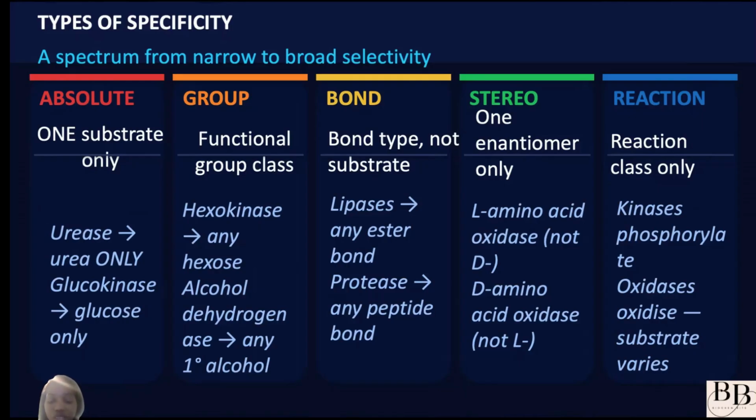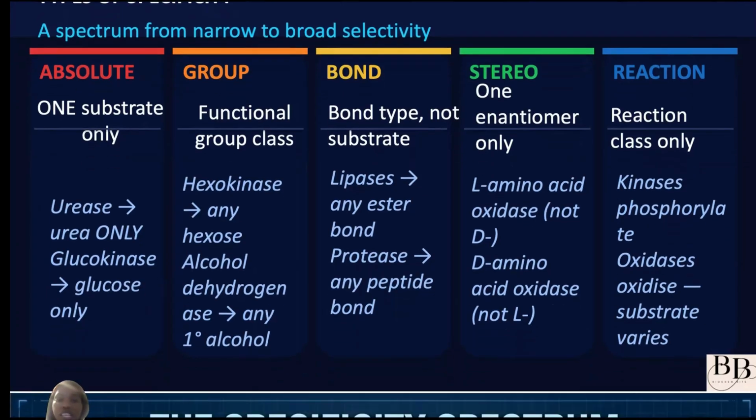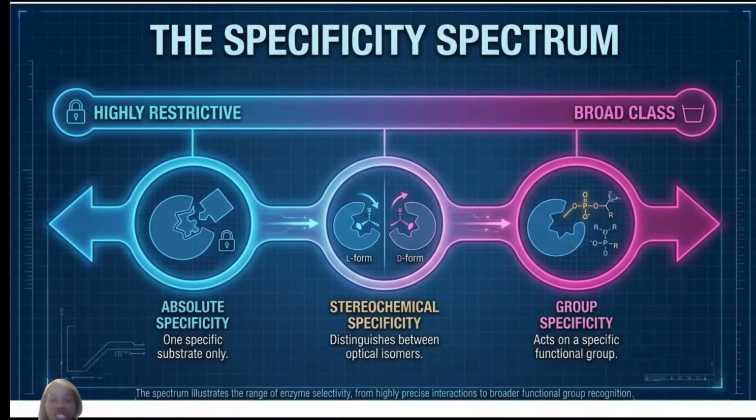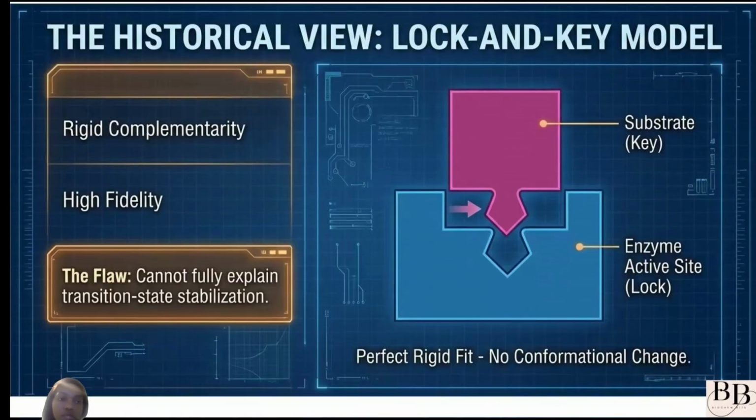And the last is the reaction. For example, kinases are able to phosphorylate, so that's the type of reaction kinase catalyzes. And we have oxidases, based on the oxidative reaction. So this is more like a pictorial representation of how this specificity spectrum cuts across.